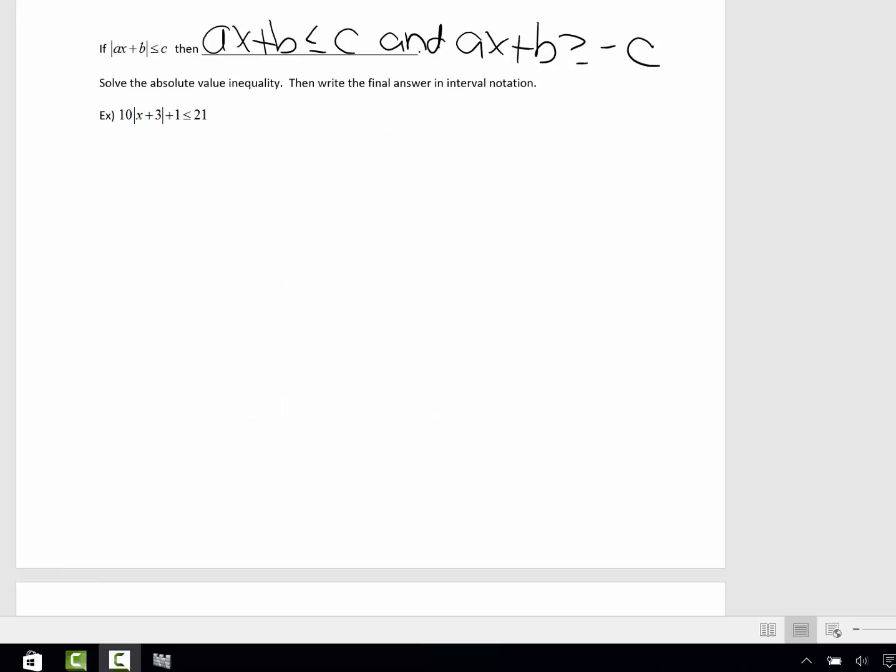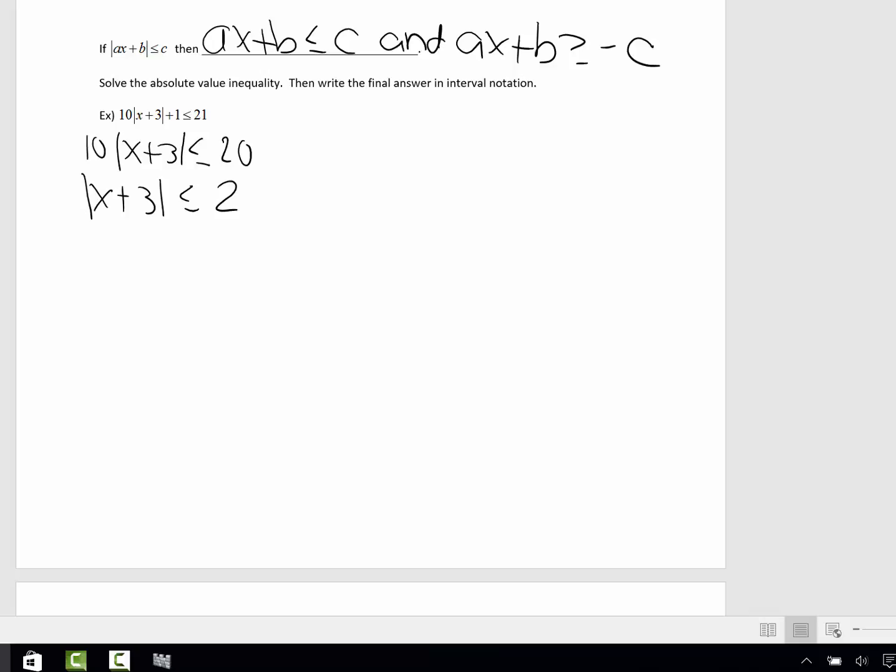Okay, so let's solve the absolute value inequality, then write the final answer in interval notation. Now, before anything else, I must get the absolute value bars by themselves. So I'm going to subtract the 1 first. And now I'm going to divide both sides by 10. I don't ever want to distribute a number inside the absolute value bar, so I will always divide here.